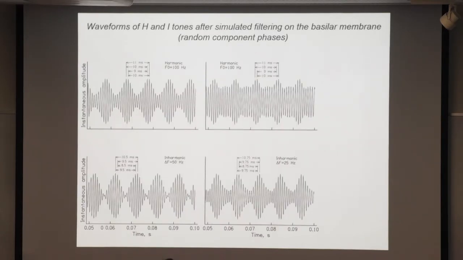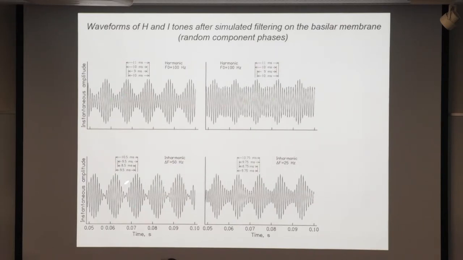This shows some simulations of what these sounds look like on the basilar membrane. When we use these harmonic and inharmonic tones, we like to add the components with random component phases. And that has the result that the shape of the envelope varies randomly from one stimulus to the next. So I'm showing here an example of two harmonic tones, both with a fundamental frequency of 100 hertz. And I'm looking here at the output of a simulated auditory filter centered at 1,000 hertz. And you can see that these tones have different envelope shapes.